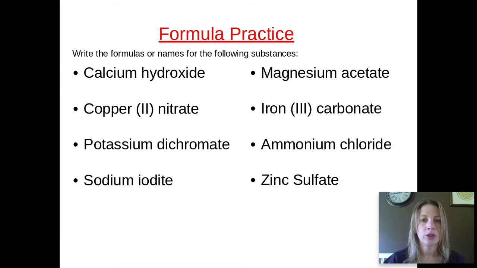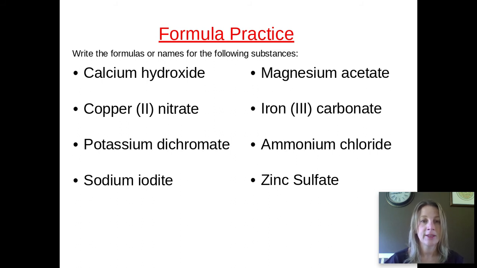So what I'd like you to do, and I will do one with you first, is practice this naming. So we'll look at the first one here, calcium hydroxide. We're actually going to practice writing the formula first. So calcium has a charge of +2. How do I know that? Because it's in group 2 of the periodic table.